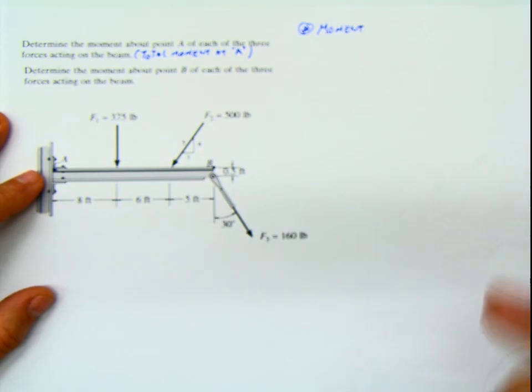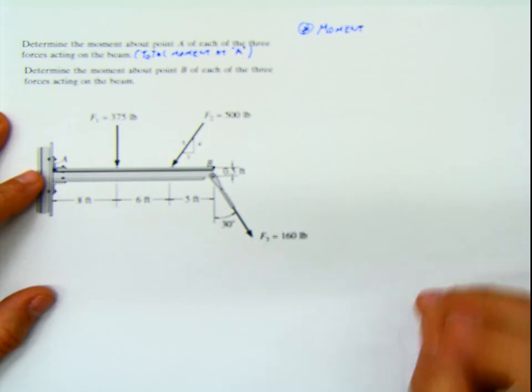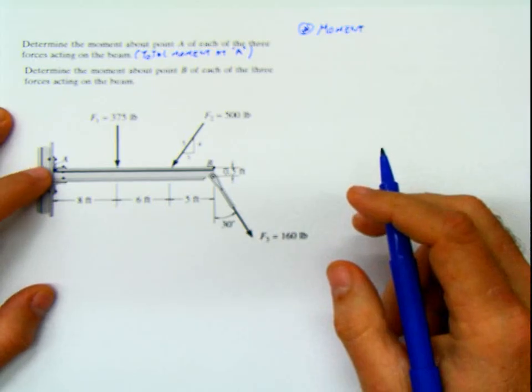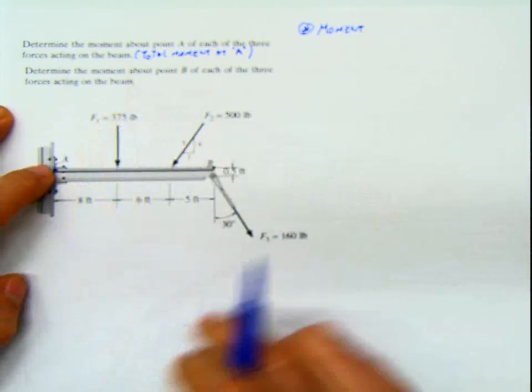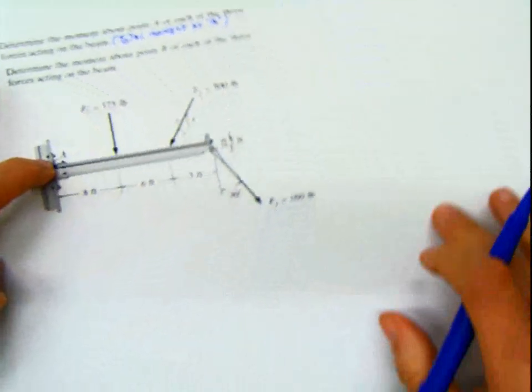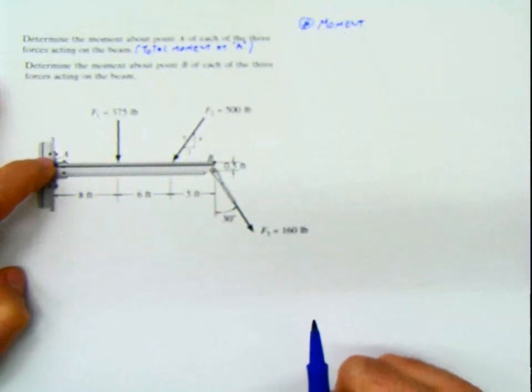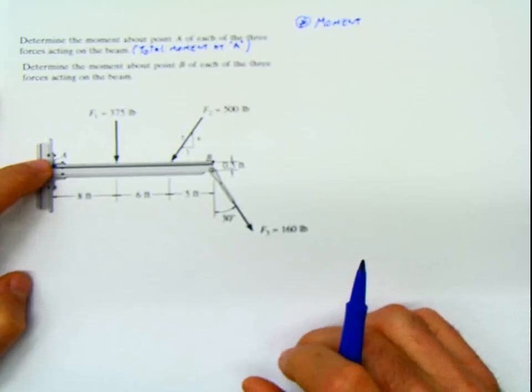So the object is going to try to rotate with respect to a point or with respect to an axis due to the application of the forces. In other words, if this is the point A and I apply the force, that object is going to try to rotate about the point A due to the application of this force. And that's what we have to do, and this is the way I want you to do.